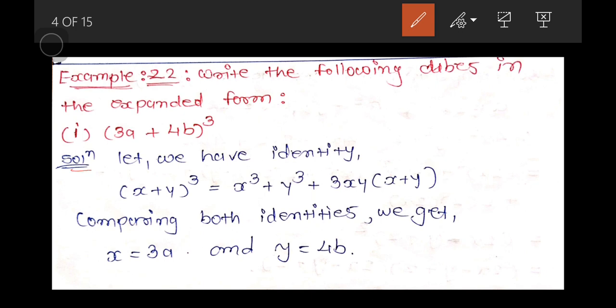Solution: we have a similar identity, (x + y) cube is equal to x cube + y cube + 3xy(x + y). Here we can write x as 3a and y as 4b. So let us put these values in the given identity and expand this cube. Comparing both the identities, we get x = 3a and y = 4b. Now let us put these values in the identity.